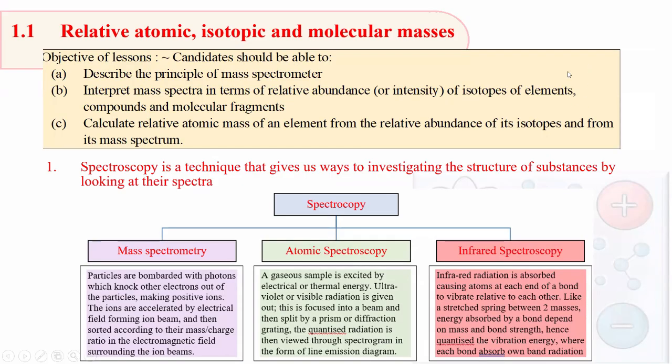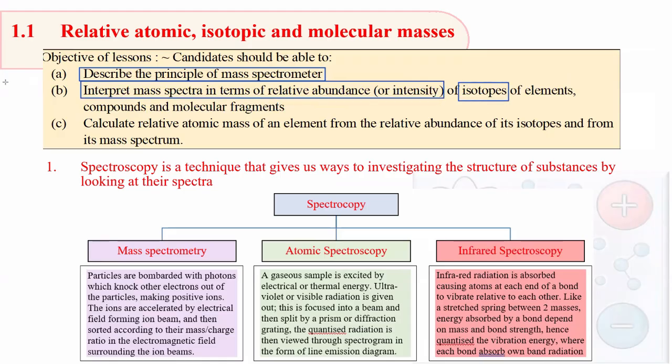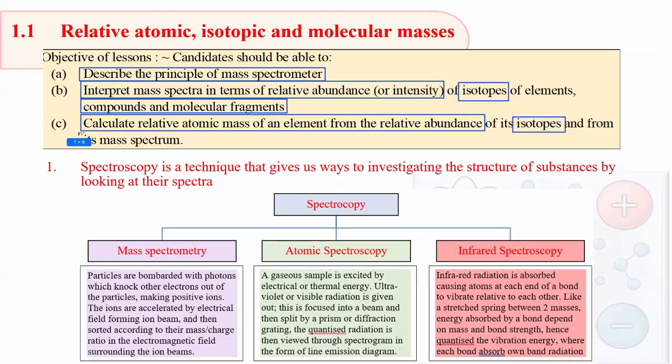At the end of these videos, we hope that you should be able to describe the principle of the mass spectrometer, going to interpret mass spectra in the terms of relative abundance or intensity, isotopes of elements, compounds, and also molecular fragment. We're also going to calculate the relative atomic mass of an element based on the relative abundance of the isotopes from the mass spectrums.